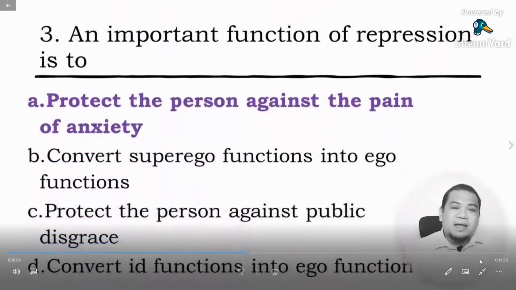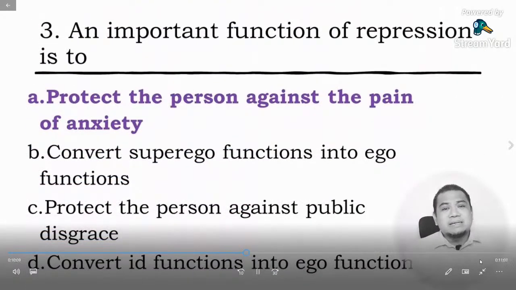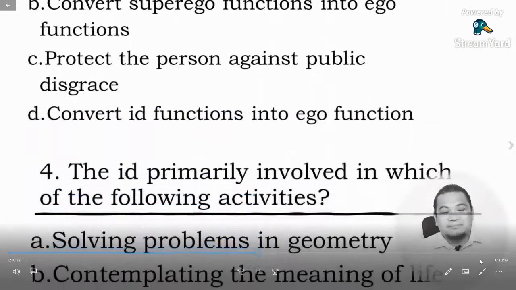Number 3. An important function of repression is to, answer letter A, protect the person against the pain of anxiety. Punishment and suppression often create feelings of anxiety, and the anxiety in turn stimulates repression. That is, the forcing of unwanted anxiety-ridden experiences into the unconscious as a defense against the pain of anxiety.